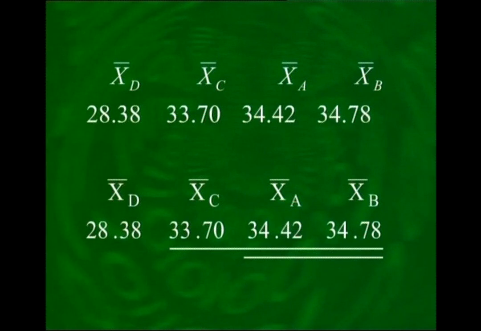And in this example, you can see that the line starts under x bar c and it goes up to x bar b. Students, इसका क्या मतलब है? इसका मतलब ये है कि जो डिफरेंस है 33.70 और 34.42 के दरमियान, the absolute difference between these two numbers is less than 2.04, the least significant difference that we computed a short while ago.